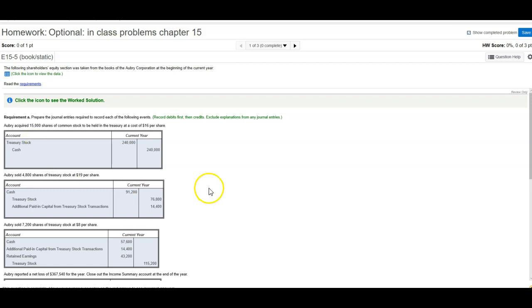In our next transaction, we sold 4,800 shares of stock, but we sold them at $19. We show that the cash coming in is $19 times those 4,800 shares. We're going to take out of the Treasury stock account the same 4,800 shares, but we're going to multiply them by the original cost of $16 apiece. That gets us our $76,800. The leftover goes to a new account called Additional Paid-in Capital from Treasury Stock Transactions, and that is a plug figure.